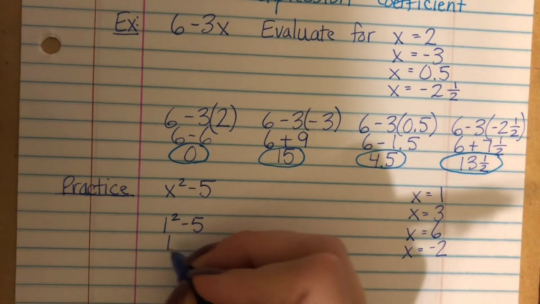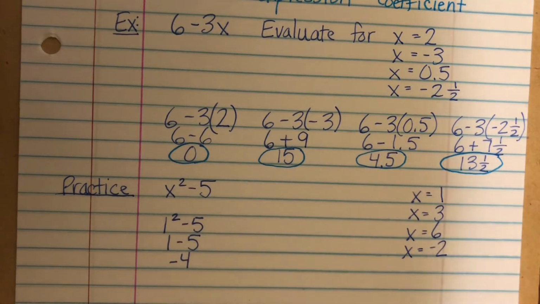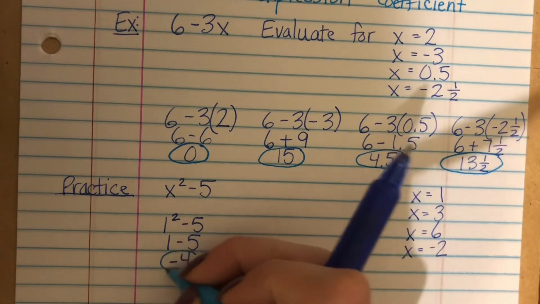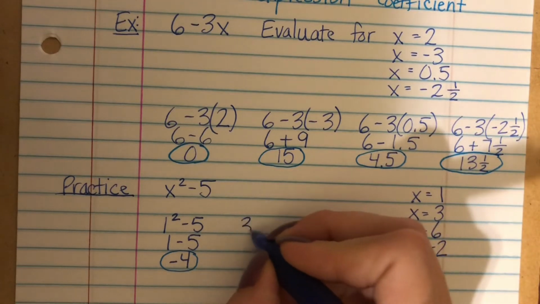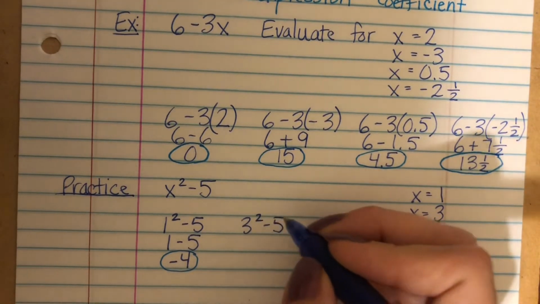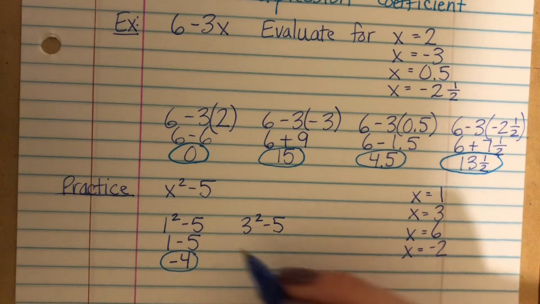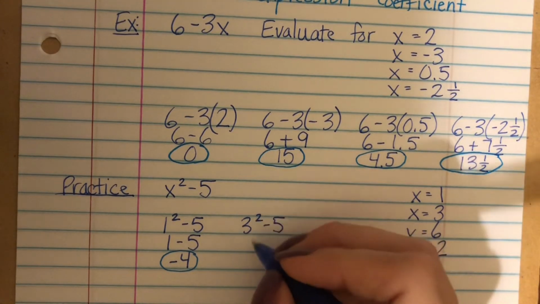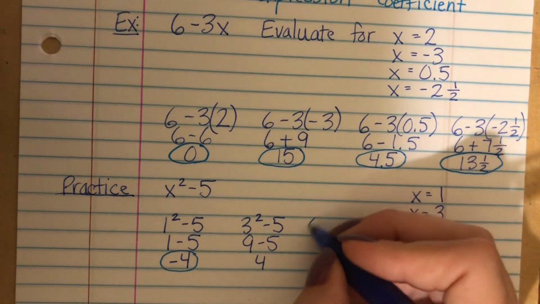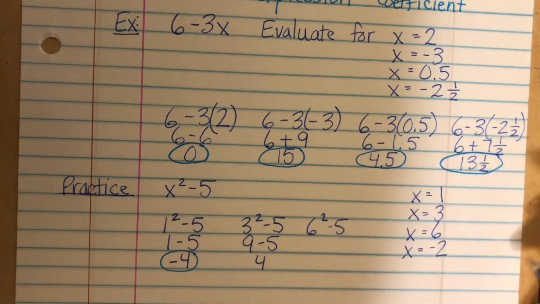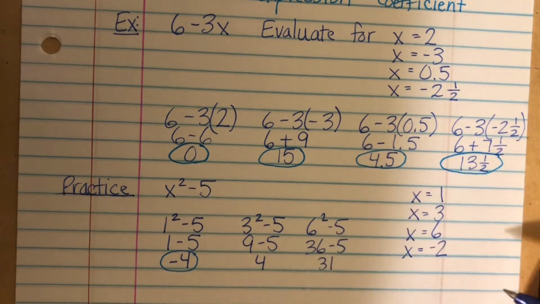So 1 squared is 1 minus 5. 1 minus 5 is -4. And let's do 3. 3 doesn't need to be in parentheses either, because if it was a -3, absolutely you'd want it in parentheses. And if there was something going on in front of it, you'd want it in parentheses too. But in this case, you don't need it. So this is 9 minus 5, which is 4. 6 squared minus 5. 36 minus 5. 31.